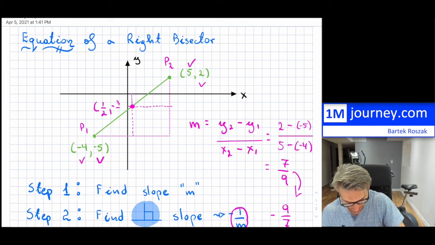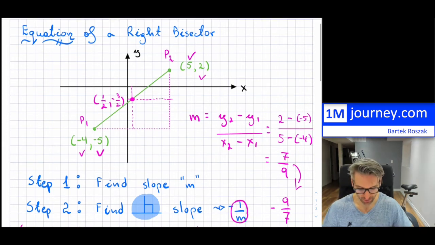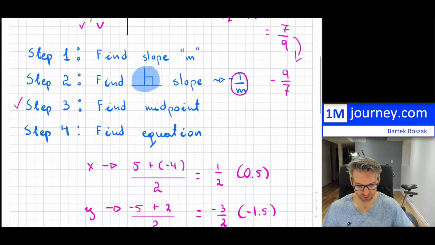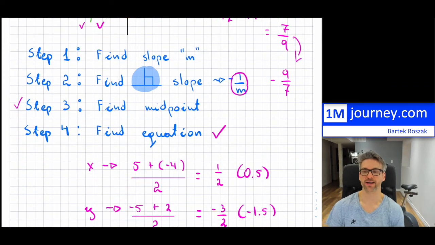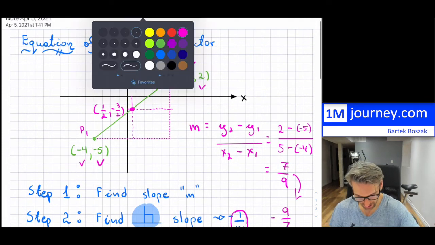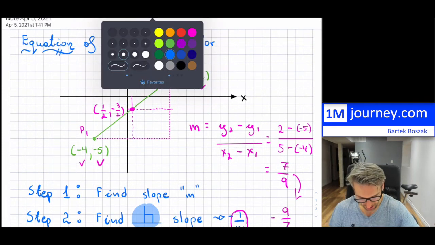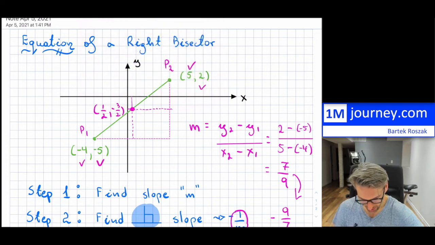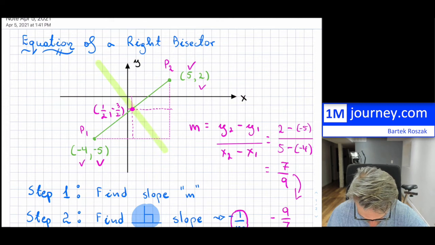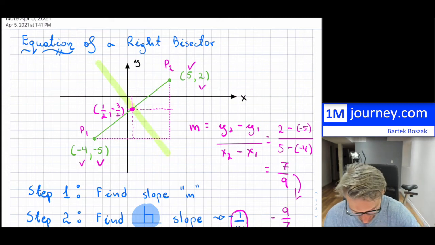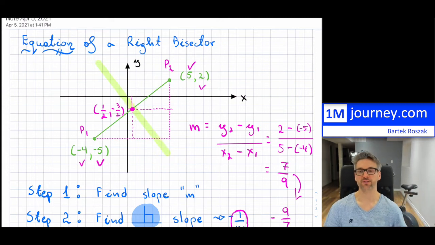Now we have a point and we have a slope, so we can certainly find the equation of the line of that right bisector. Here is how it will look: it's going to be perpendicular and cut the line segment in this particular way, with a 90-degree angle between it and the line segment. So that is the right bisector.